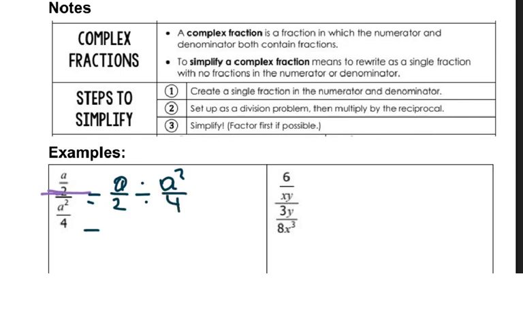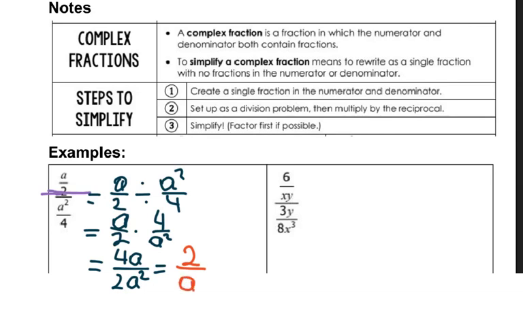Now we're going to change this into a multiplication problem. So we're going to multiply a over 2 by the reciprocal of the second fraction. And then we're going to simplify anything that's necessary. If you want, you can combine them together, so that will give you 4a over 2a squared, which 4 and 2, they're both simplified to 2, and a divided by a squared is just 1 over a, so the final answer is going to be 2 over a.